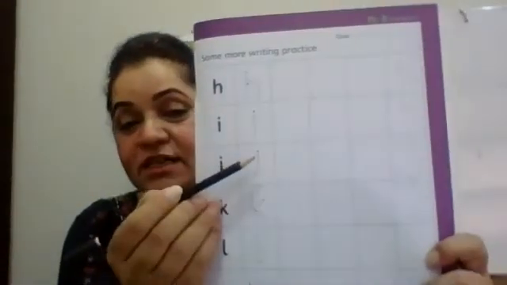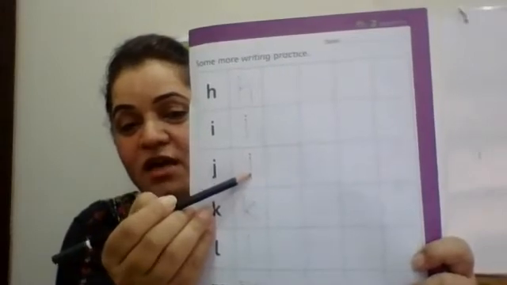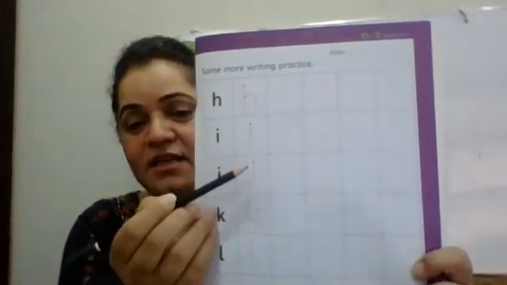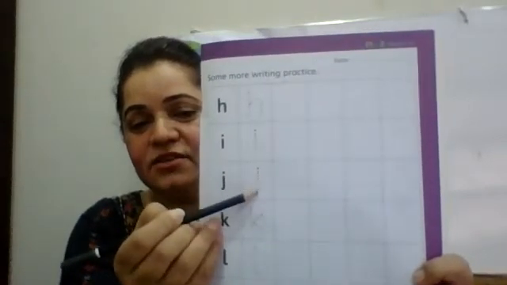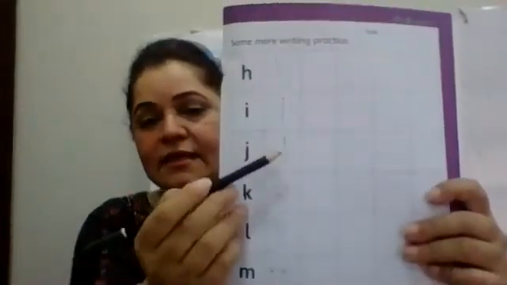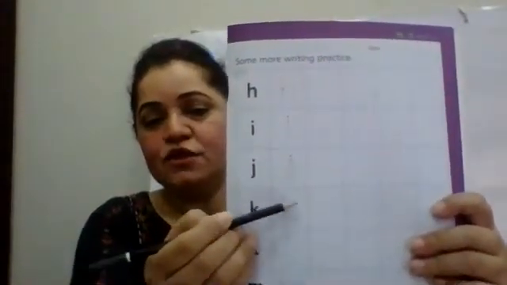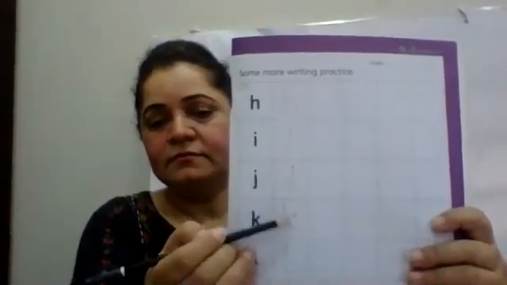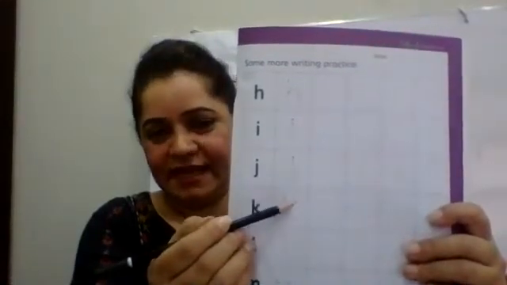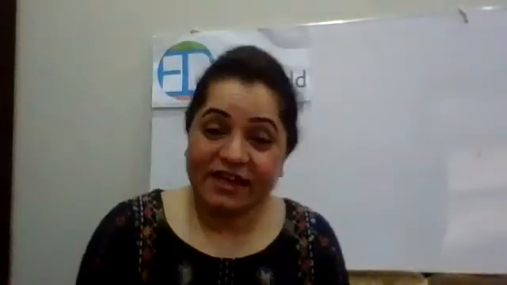Now we have J, as in jug, as in juice, as in jet, as in jungle. Yes, that's great. That is lovely. Okay, the next is K. These are all small alphabets which you're doing right now, okay? K. And yes, K. That is great.